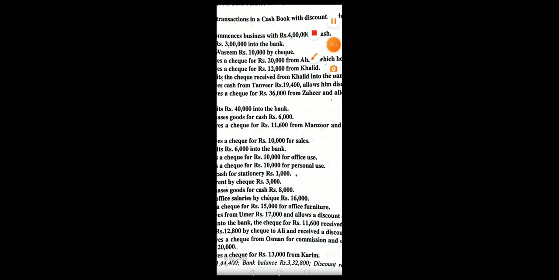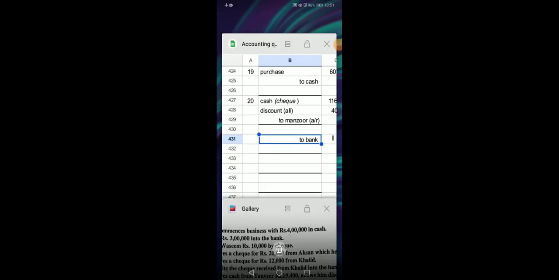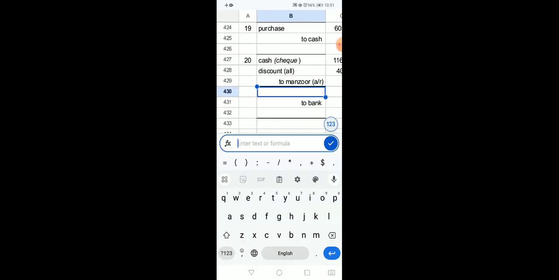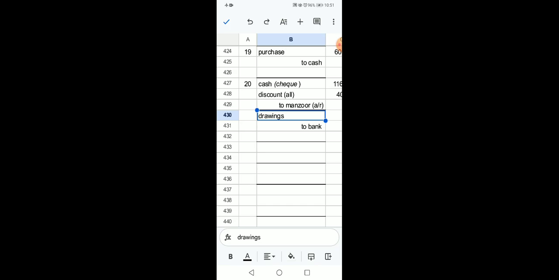Draws a check for personal use. As you know that whenever it's personal use by the proprietor, it is called drawings. Drawings means there is decrease in liability. Decrease in liability should be debited, so we are writing drawings on debit side. But I'm willing to let you understand why it is decrease in liability.